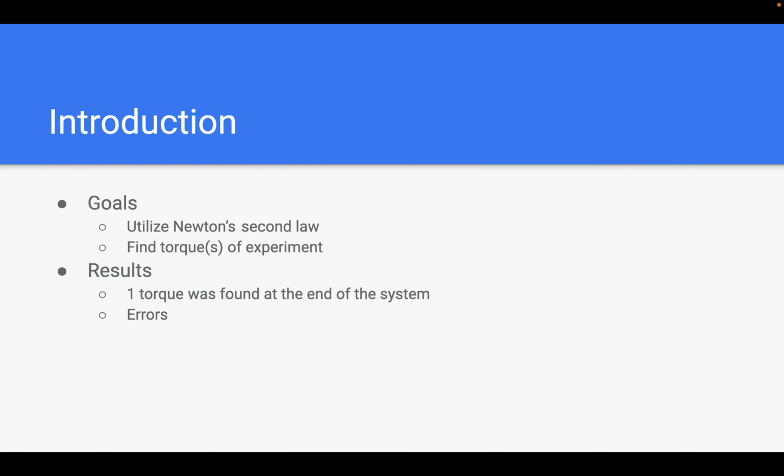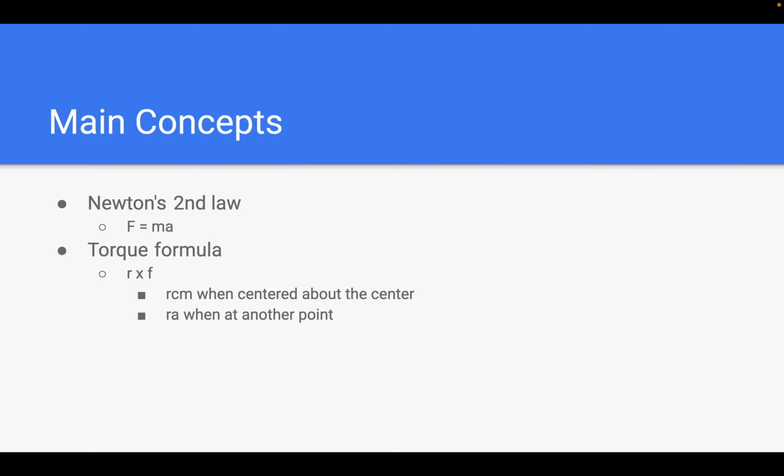Alright, so the goal for this lab is to utilize Newton's second law and find the torques of the experiment, and our result would be that one torque was found at the end of the system, and possible errors that will happen at the end.